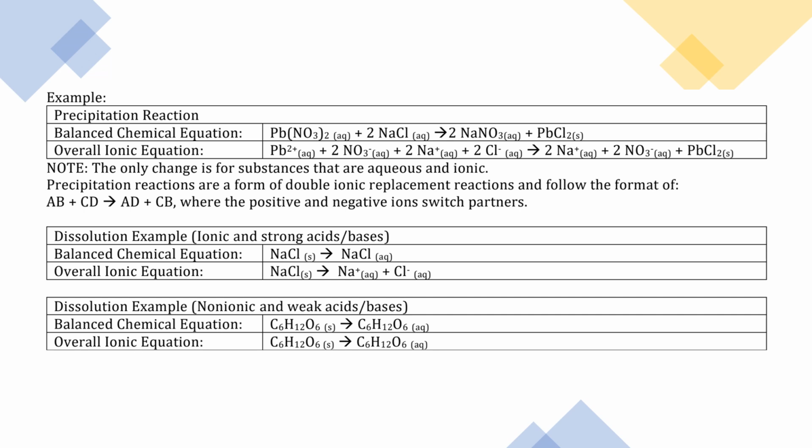So for example, we have a precipitation reaction here, lead-2 nitrate plus NaCl producing sodium nitrate and lead-2 chloride. The overall ionic equation, you break it down into, let me see if I can highlight this. Knowing your oxidation numbers, like you practice hopefully, you can see that the lead-2 nitrate breaks up into lead-2 plus and 2 nitrate ions. Your NaCl breaks up into 2 Na pluses and 2 Cl1 minuses. Sodium nitrate, the nitrate, it ionizes in solution.